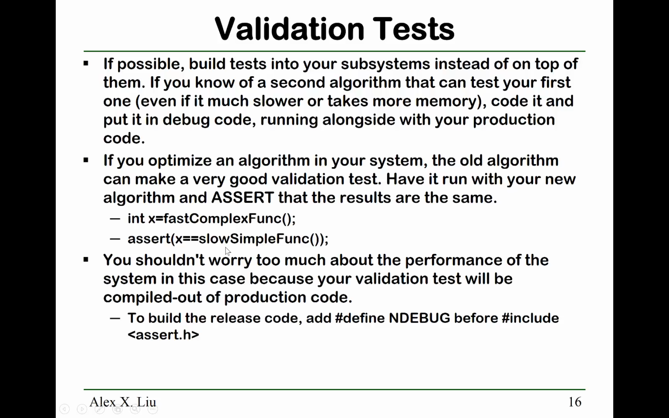What you can do is also call the slow one, because it is simple and you know it's correct, and you can use assertion code to check whether they are equal or not. This will not affect the performance of your program, because those assertion code will not be in the released code. So basically this slow function will not be called in the released code.